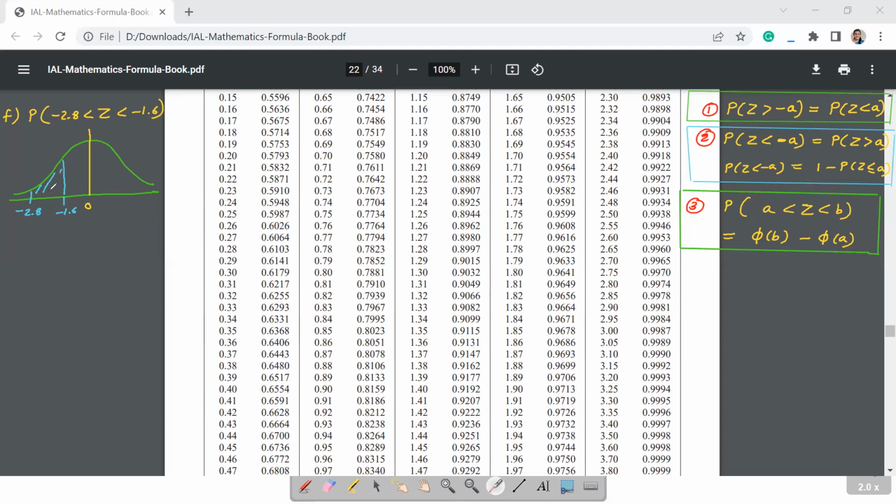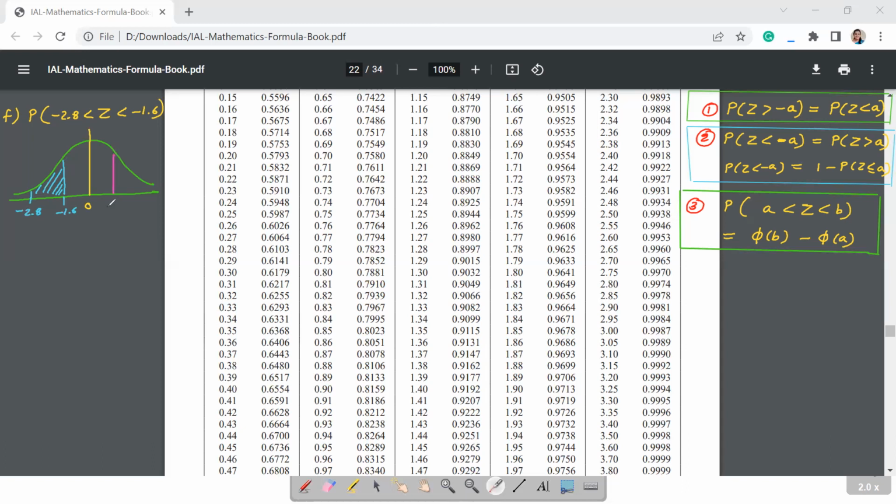Okay, so you're supposed to get the area between minus 2.8 and plus 1.6. That's what you're required to find. But minus 2.8 and minus 1.6 are not there on this table. So what I can do here, guys, is make use of the symmetry.